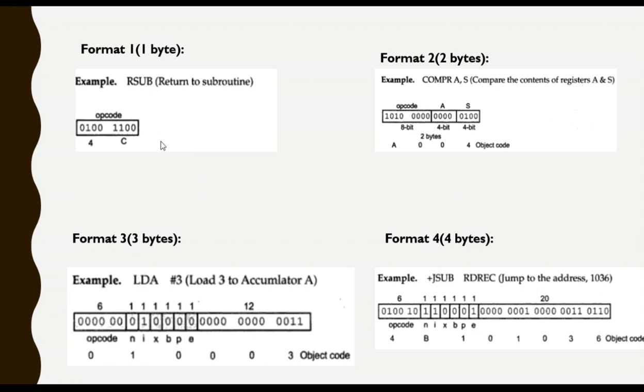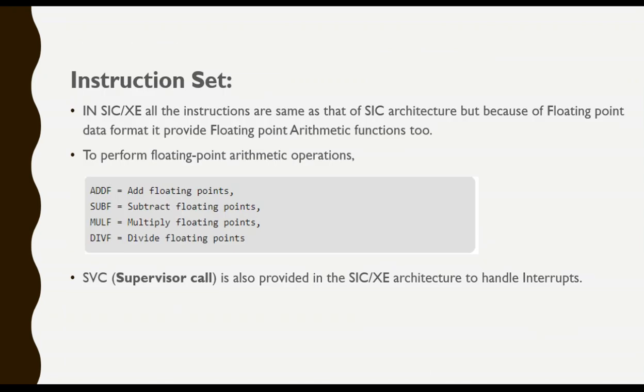By that time, the entire source program has to be converted into an object program. So here we just included an example. Then the next one is the instruction set. The instruction set is the same as SIC: load, store, then arithmetic. Along with that, it supports floating point arithmetic functions also. So add floating point, subtract floating point, multiply floating point, and divide floating point. Then SVC, supervisor call, is also provided. This is to handle interrupts.